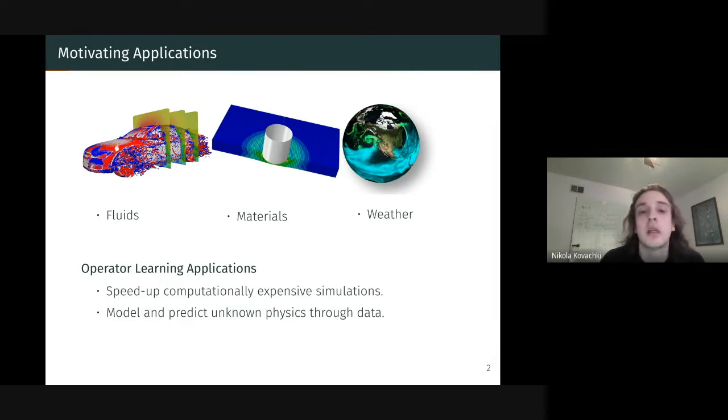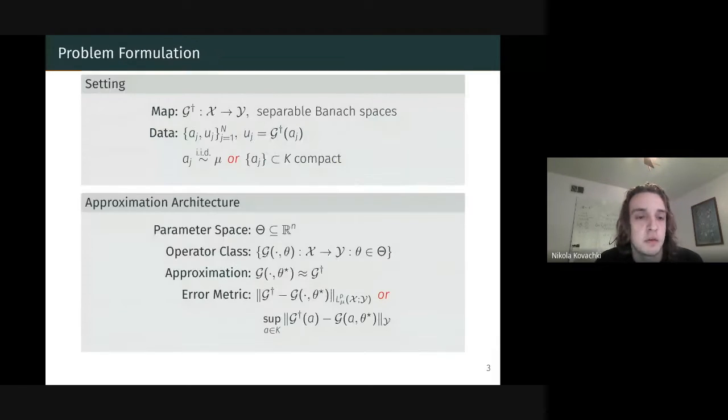Okay, so the way I'm going to set up this problem is as follows. I'm going to think all the time in function space, and I'll tell you why that's a useful way of thinking. I'm going to assume that what we want to model is a map, which I'm calling G-dagger. And this map will be one between two separable Banach spaces. So that's a very generic setup. And it means that X and Y here are really spaces of functions. So you can think about some mapping which takes in a function and outputs a function. Okay, and I'll give a very simple example of that in a little bit.